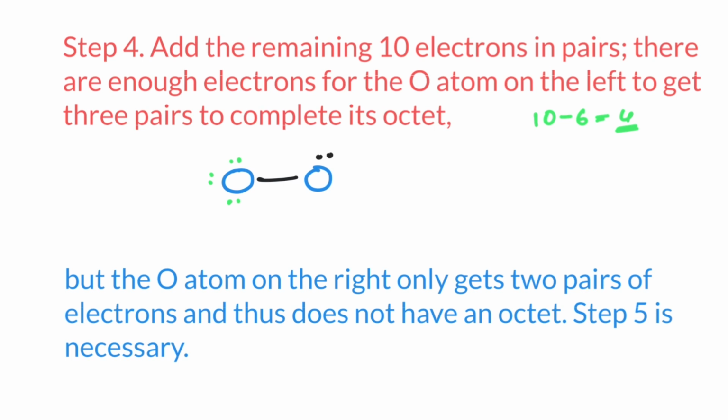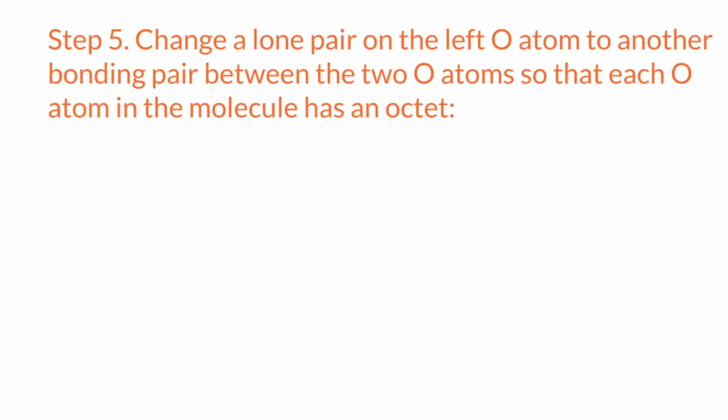4 electrons meaning I will place these on the next oxygen, 2. But the right side oxygen atom has 2 plus this 2, 4 plus this 2, 6 valence electrons. It means not a complete octet. But the oxygen atom on the right only gets 2 pairs of electrons and thus does not have an octet. Step 5 is necessary now. Up to 4 steps we utilized, then the 5th step we have to utilize now.